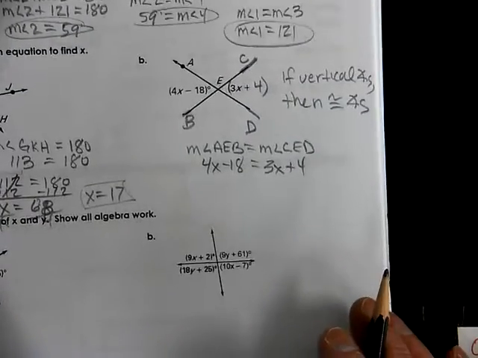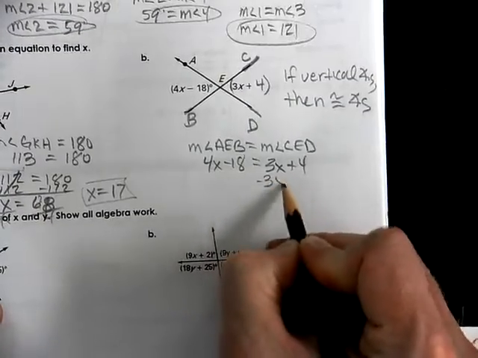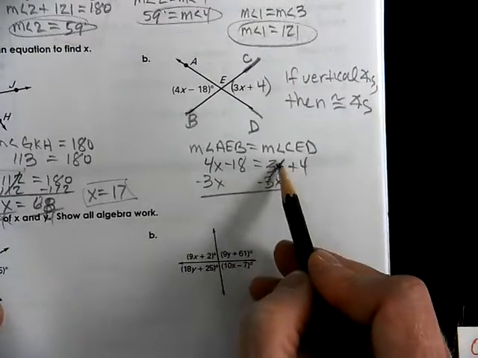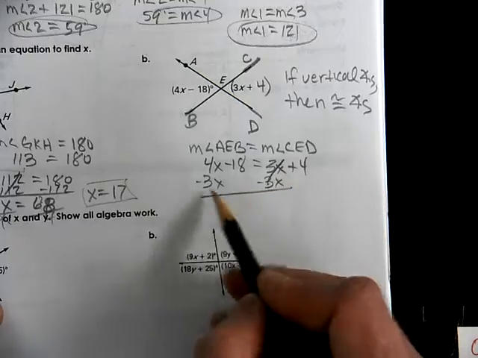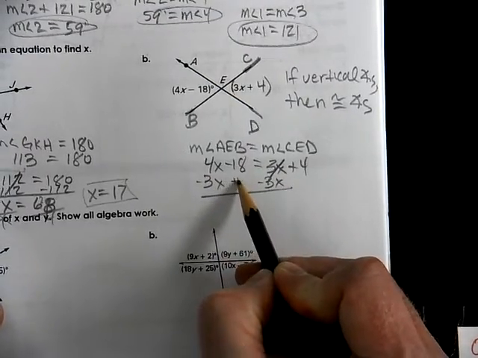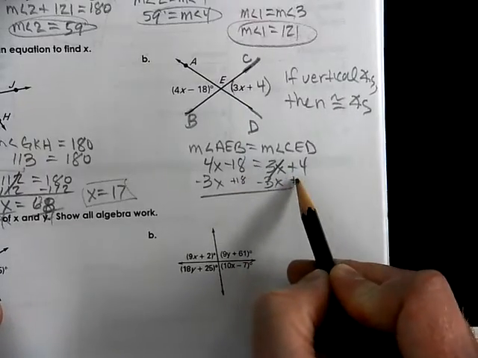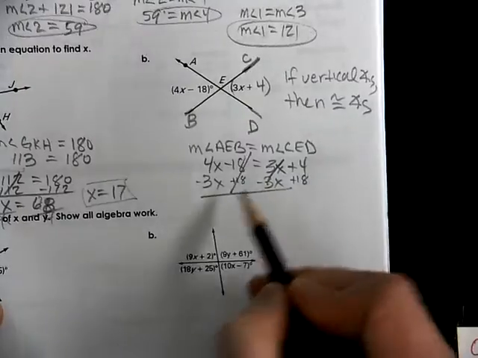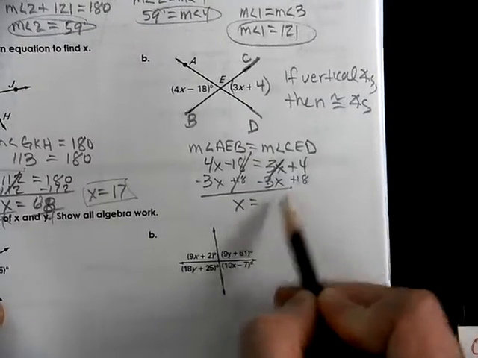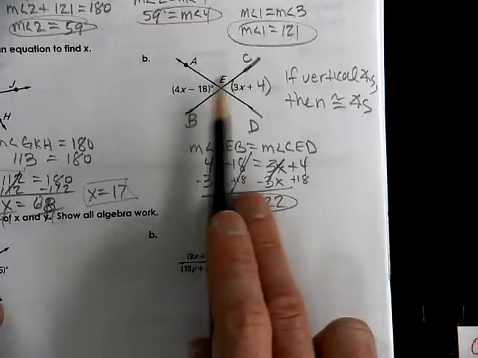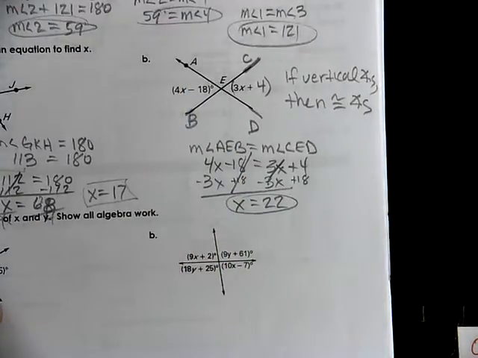Now it's just an algebra problem where we group our like terms together. Because we're going on the opposite side of the equal sign, we have to subtract it across. I'm going on the opposite side of the equal sign, so I'm going to add the 18 across. This gives me x, and this gives me 22. So this x would have to be 22.